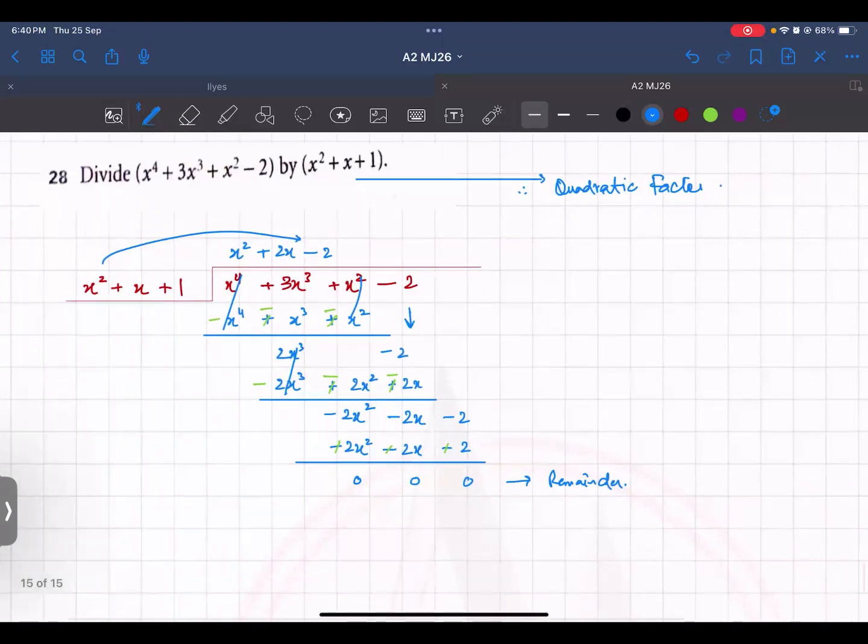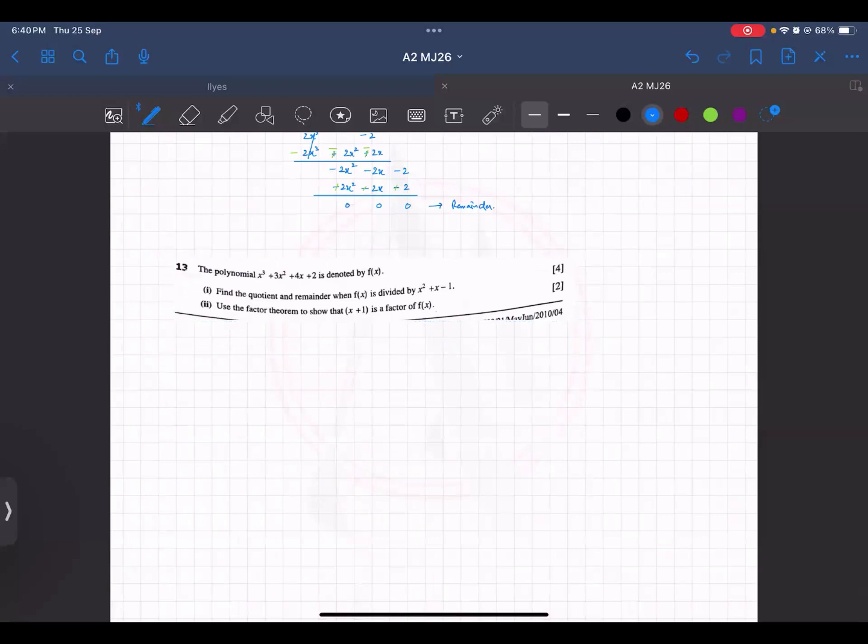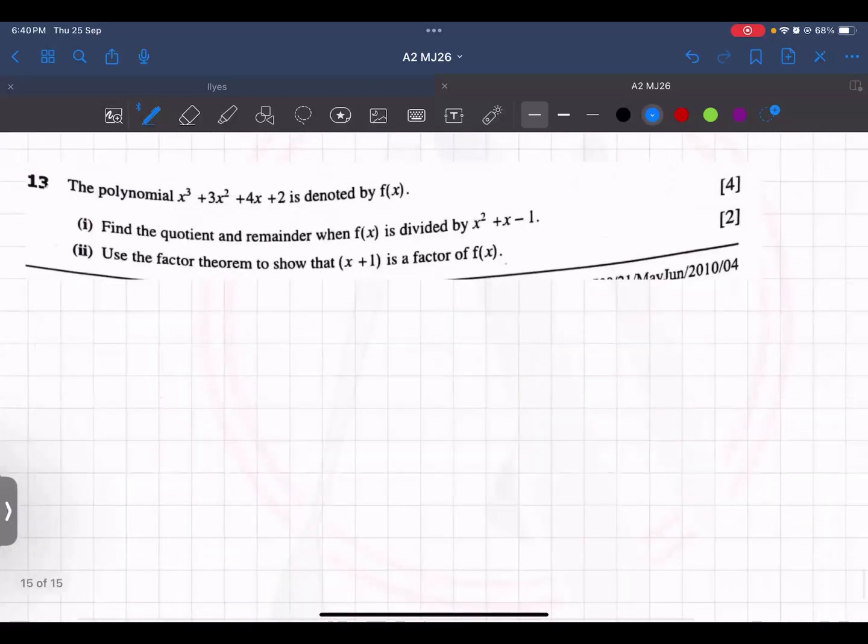Okay. Then we have another question, also similar. They're asking you to find the quotient and the remainder when f(x) is divided by x square plus x minus 1. They have given you f(x) as x cube plus 3x square plus 4x plus 2.